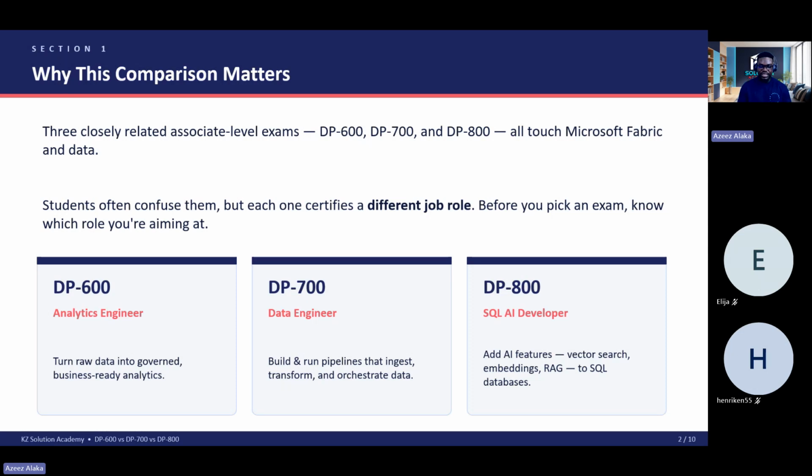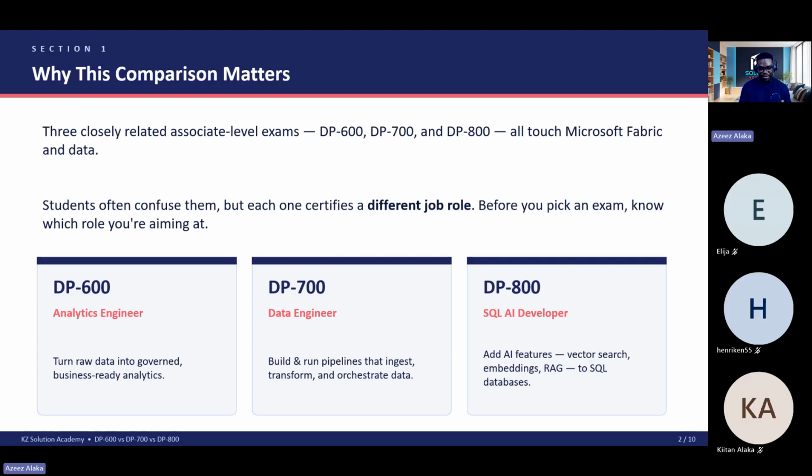While DP700 is data engineer: build and run pipelines that ingest, transform, and orchestrate data. So if you are going to write the DP700 exam, it means you are planning to become a data engineer. In everything you are doing, you have to make sure that you are following a path. If you want to become a data analyst, I mean, for our students that are currently pursuing a data analyst role, the best path you should go through is analytic engineer. Next is data engineer.